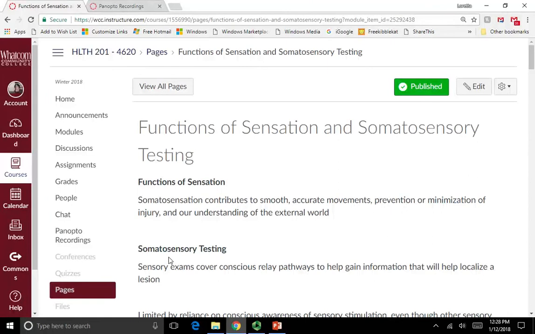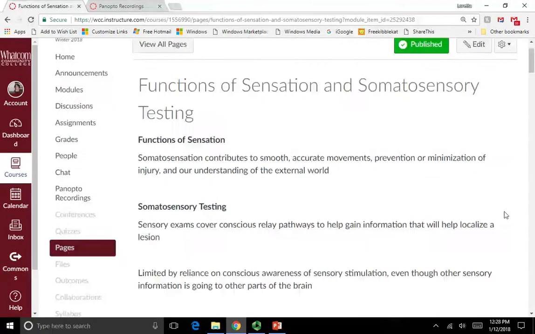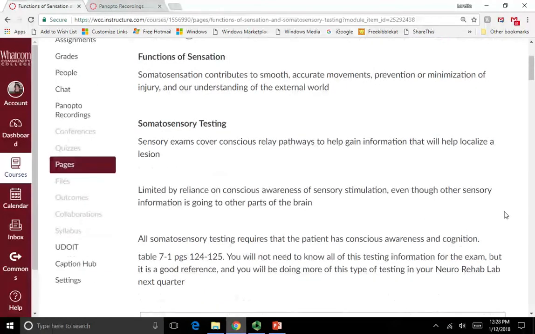If we didn't have somatosensation, we would probably not live very long because we would not have that understanding of the external world. Somatosensory testing, as I said in Chapter 6, covers the conscious relay pathways, because you can't test something that you can't consciously perceive. We're covering the information carried in the conscious relay pathways to help localize a lesion. That's why we do somatosensory testing in the clinic.